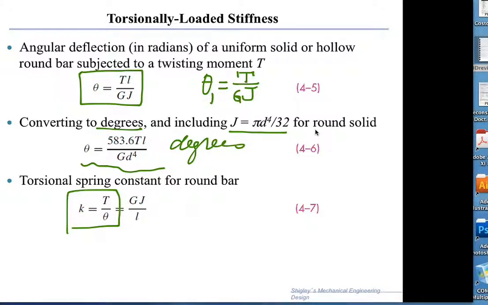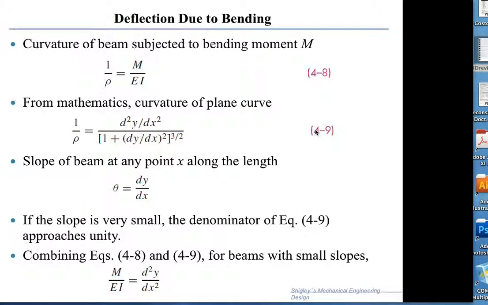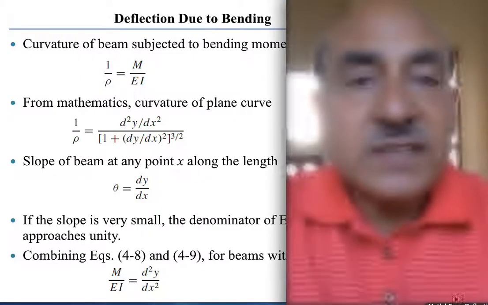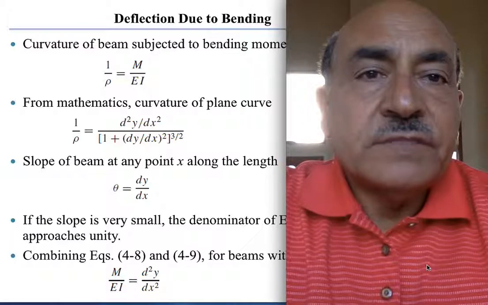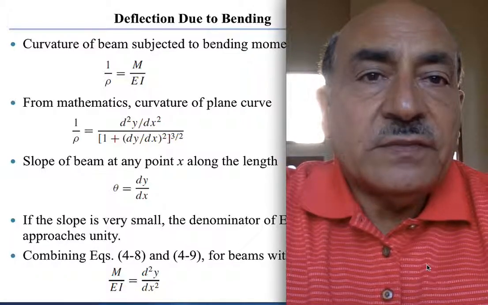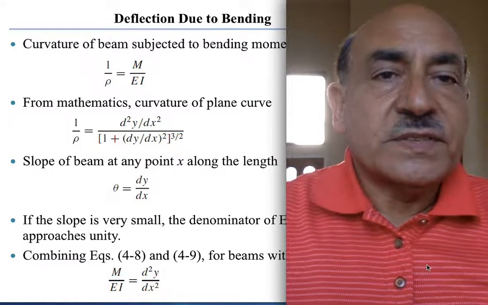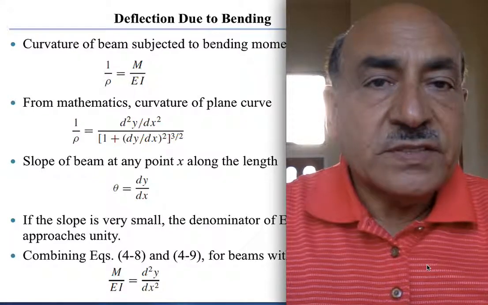And as you can see here, the torsional spring will be stiff if the product of G and J is very high. So next we move on to the core subject of this part of the lectures, and the core subject is the deflection of beams of a variety of support systems and loading conditions.